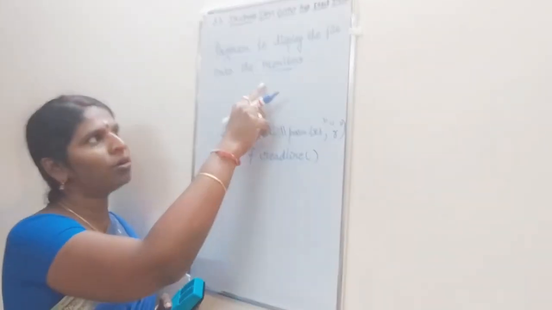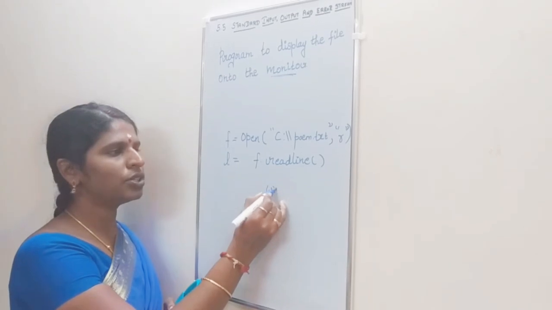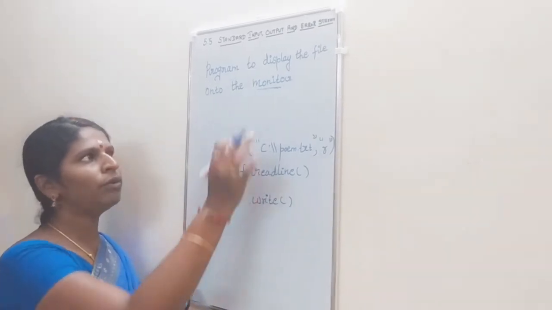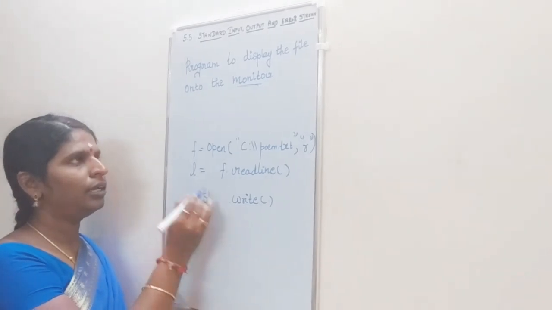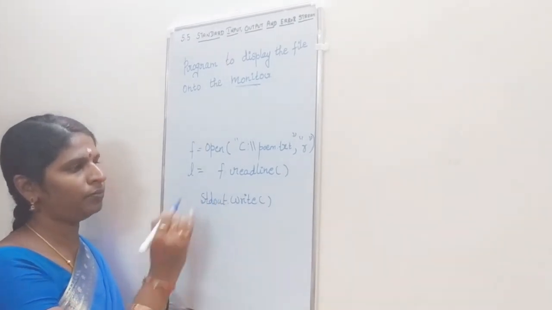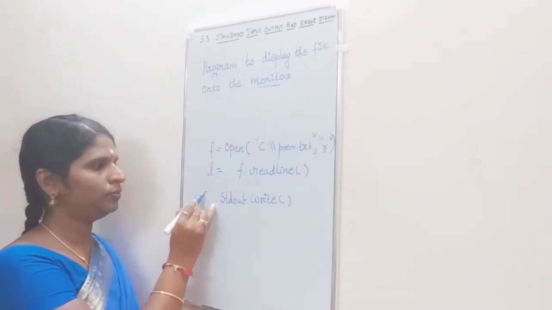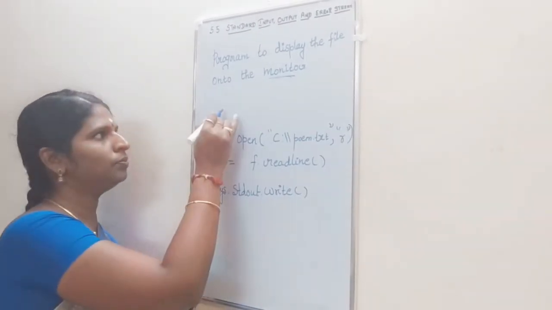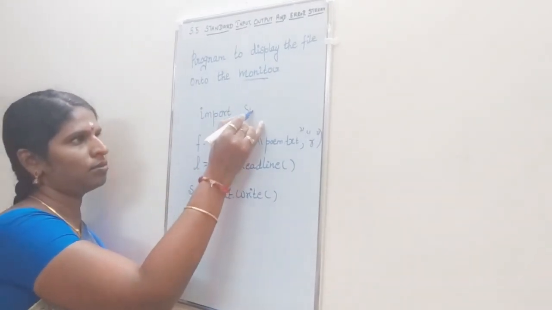Next, to print the output onto the monitor, you have to write a function that will write the contents. Where do you have to display that output? Onto the monitor. We know that it is an output device, so you have to write stdout.write. This function is available in the sys module, so you have to import sys.